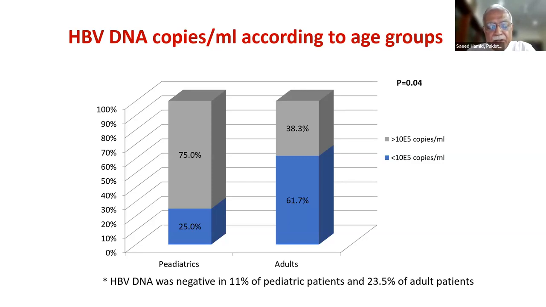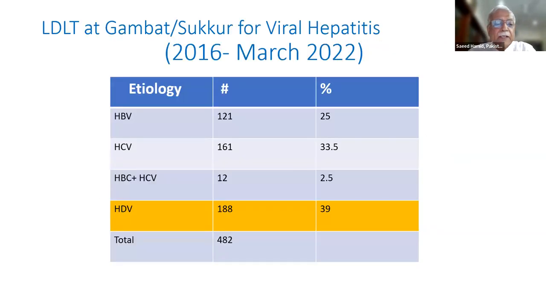As Bob said, a lot of these people can be Delta negative. So 11% of the pediatric patients were negative, as opposed to about 23%, nearly a quarter of the adult patients, who were Delta PCR negative despite the fact that they were Delta antibody positive.